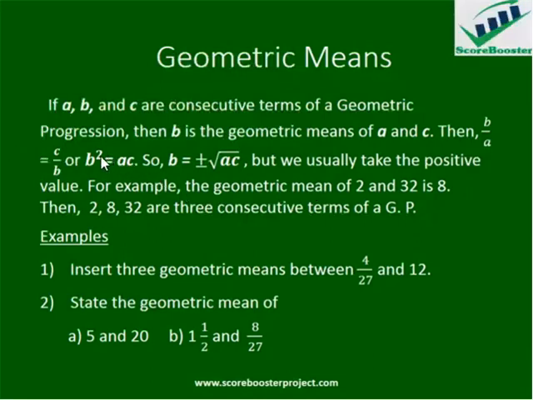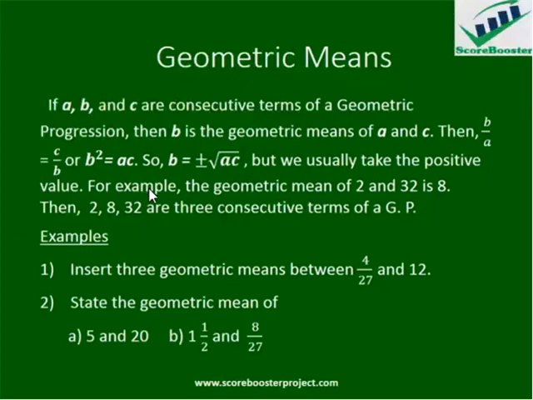So we have to make B the subject of the formula here. We take the square root of both sides to eradicate this square. Taking the square root of this side, we eradicate the square, and we have plus or minus square root of AC. So the geometric mean of three consecutive terms of a geometric progression is equal to plus or minus square root of A, that is the first term, and C, the third term. But we usually take the positive value.